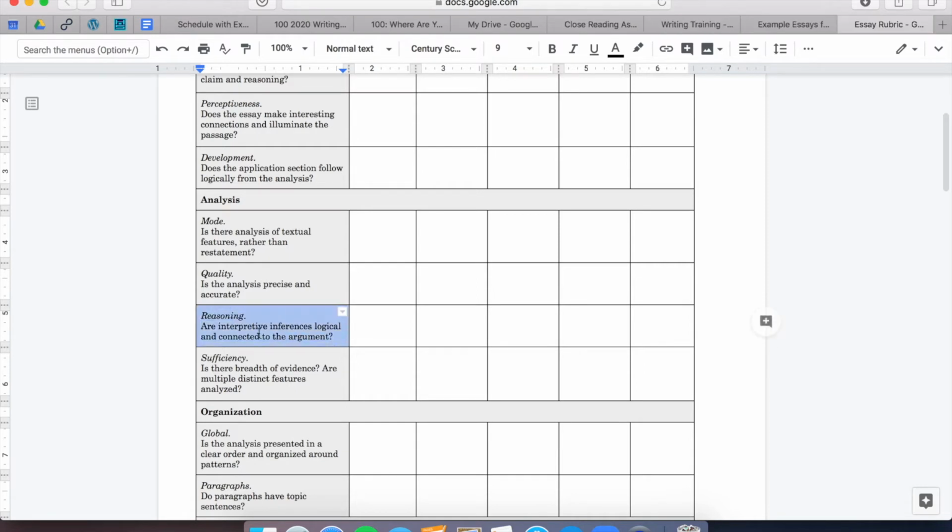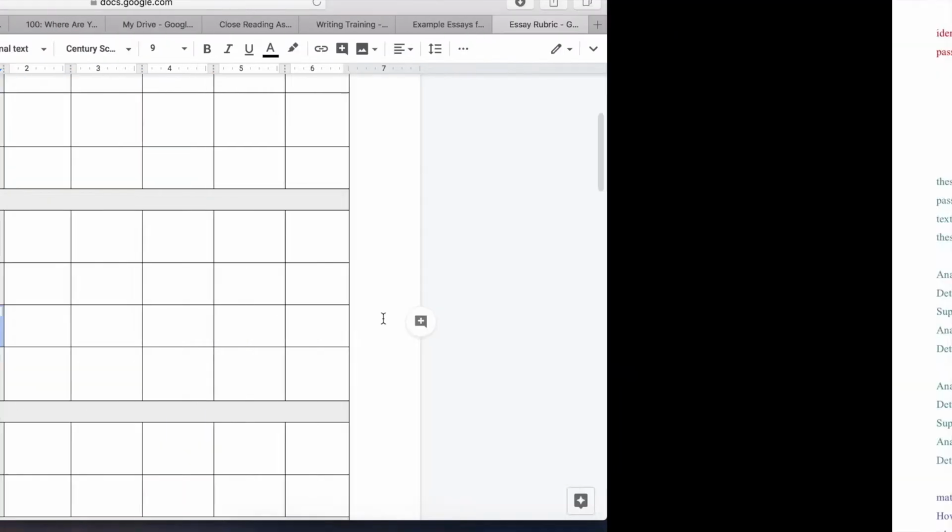The reasoning category asks if the interpretive inferences that are made are logical and connected to the argument. What I mean by that is students will identify a certain feature in the passage, like a metaphor, and they will say that it means X, or it has a certain effect Y. And if the effect or the meaning they're extrapolating from that feature has no logical integrity, if they interpret something wildly disconnected from the feature they're observing, then they aren't going to score very well in this category.